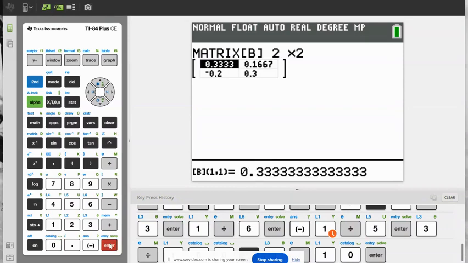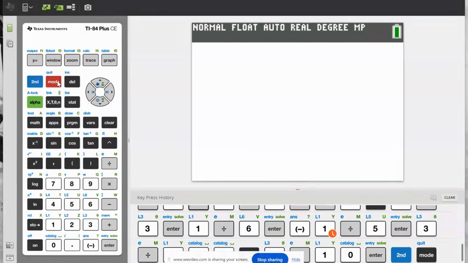Okay, who remembers how to save this into the calculator? Ange? Second quit. So we're going to press second quit to save this. Okay, now we just entered in the matrix. What did I want to do with this matrix? Find its determinant. Now I want to find its determinant.